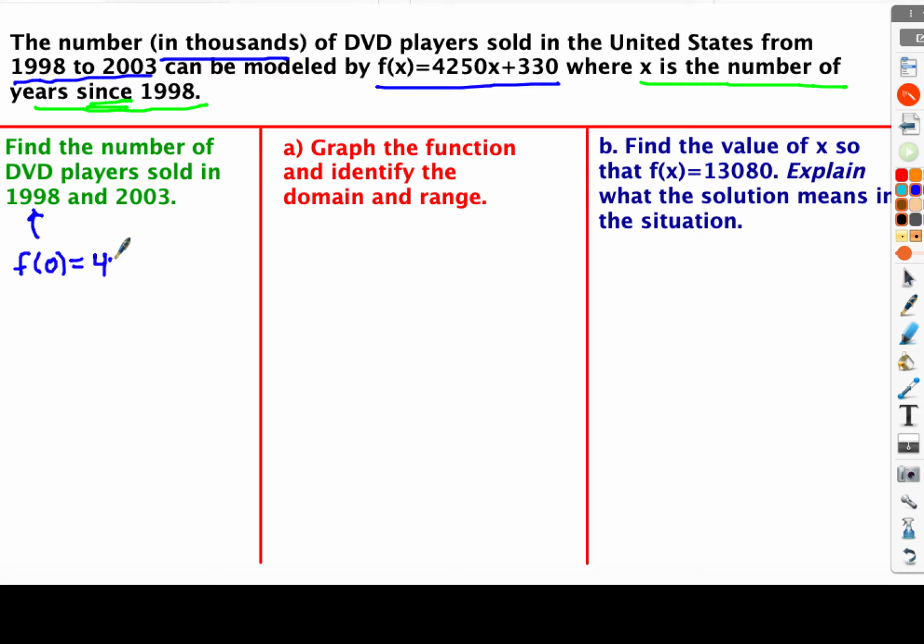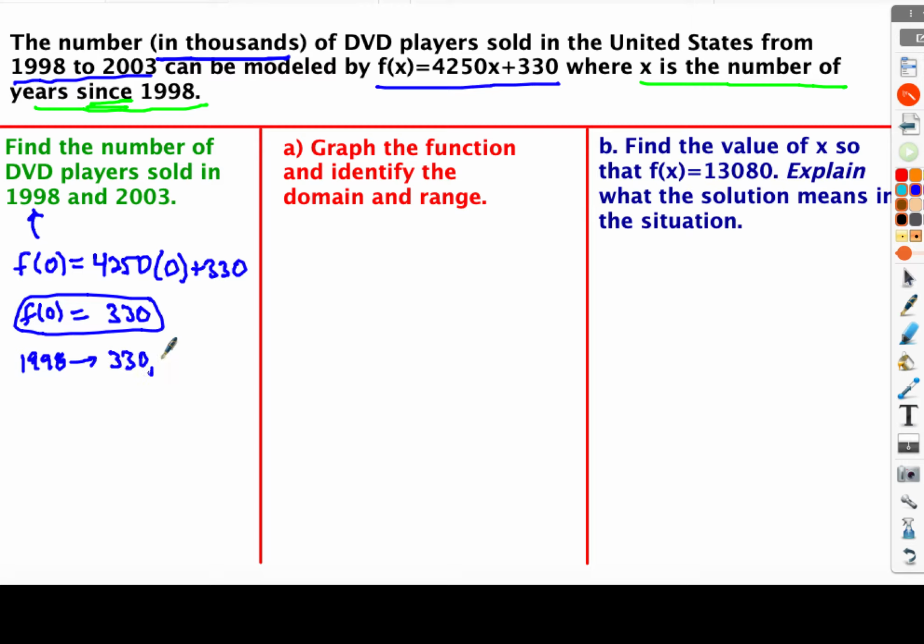Let's take our function, 4250 times x, which for us right now is 0, plus 330. Well, 4250 times 0 plus 330 is just 330. So f of 0 equals 330, which would mean, because we're measuring in thousands, that in 1998 there were 330,000 DVD players sold. So that'd be another way of writing that answer.